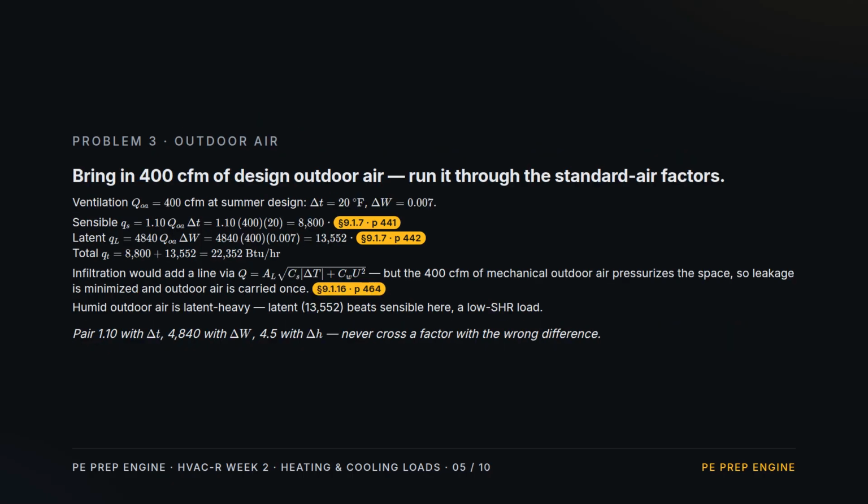Problem 3. The outdoor air. 400 CFM of ventilation at summer design, a 20-degree and 7 thousandths difference. Sensible is 1.1 times 400 times 20, 8800. Latent is 4840 times 400 times 0.007, 13,552. Total, about 22,350. The latent beats the sensible. Humid outdoor air is a low sensible heat ratio load. Mechanical outdoor air pressurizes the space, so infiltration is minimized, and we count outdoor air once.